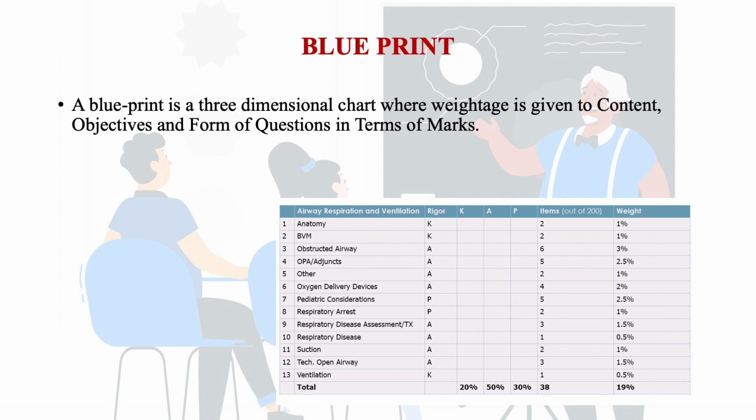So friends, a blueprint is a three-dimensional chart where weightage is given to content, objectives and forms of question in terms of marks. Before developing or writing items for any tool, for any test, what you have to do? First you have to prepare a table of specification, a blueprint. So a blueprint is a three-dimensional chart. There are three dimensions of a blueprint. The first dimension reflects the content, the second dimension reflects the objective, and the third dimension reflects the form of questions in terms of marks.